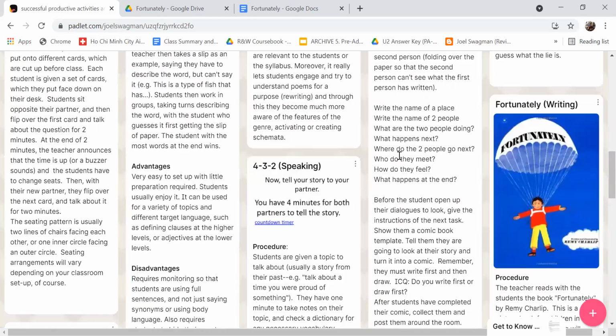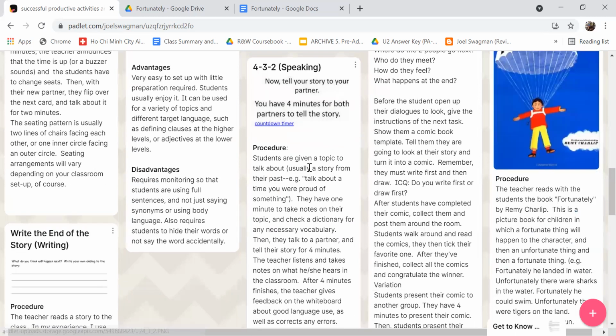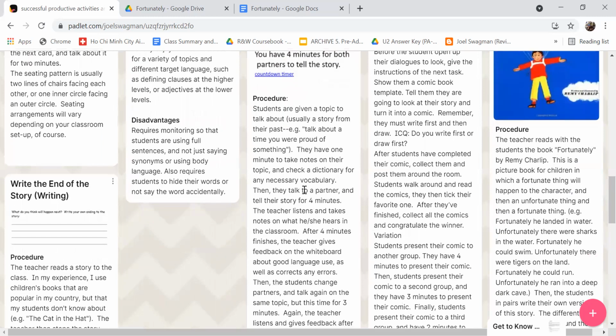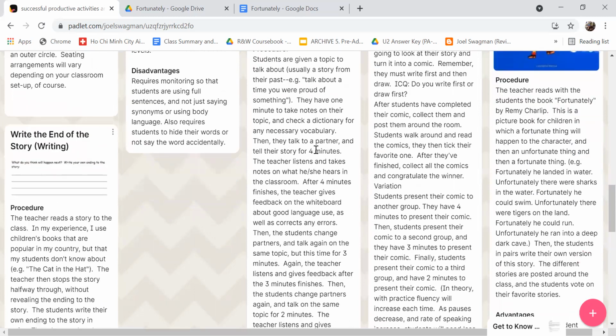Speaking of task repetition, the 4-3-2 speaking activity is a good one for task repetition. In this one, the students are given a prompt. For example, talk about a time you were proud of something, some sort of story from their past. And then they have 1 minute to prepare their speech and take notes or check a dictionary for any necessary vocabulary, preparing the vocabulary that they will need. Then they talk to a partner for 4 minutes.